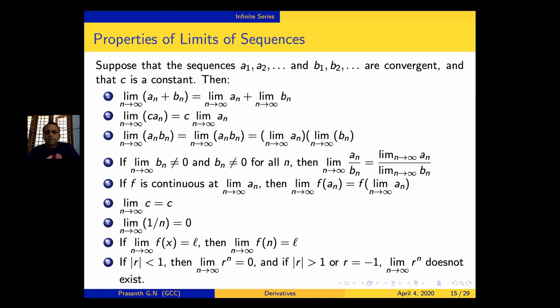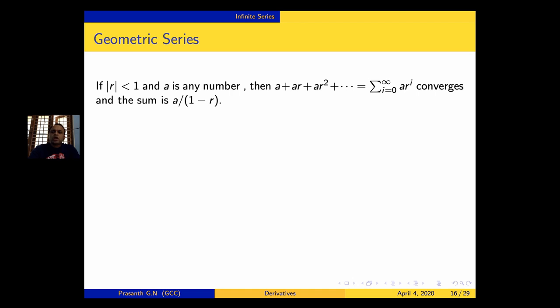If mod r is less than 1, then the limit as n tends to infinity of r raised to n is equal to 0. If mod r is greater than 1, or r is equal to minus 1, the limit of r raised to n does not exist. If mod r is less than 1 and a is any number, then the series a plus ar plus etc., that is sigma i equal to 0 to infinity a r raised to i, converges and the sum is a by 1 minus r. We call this a geometric series.